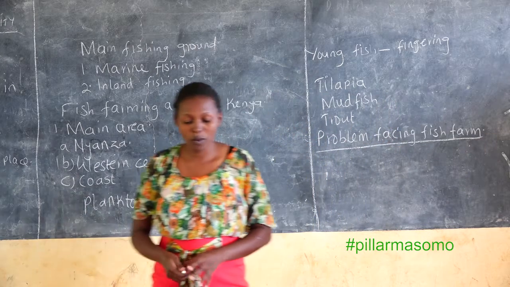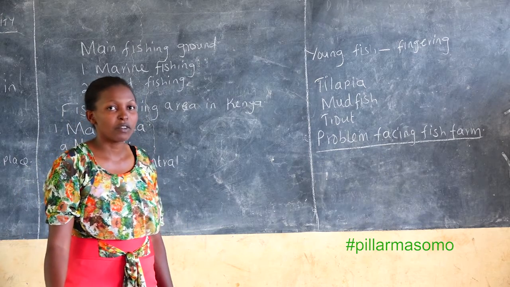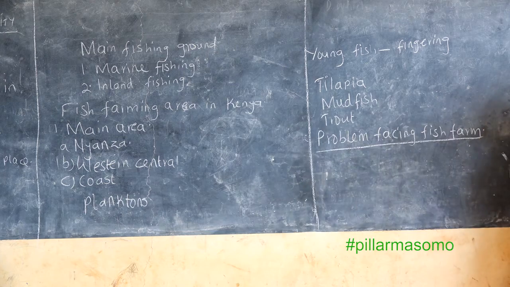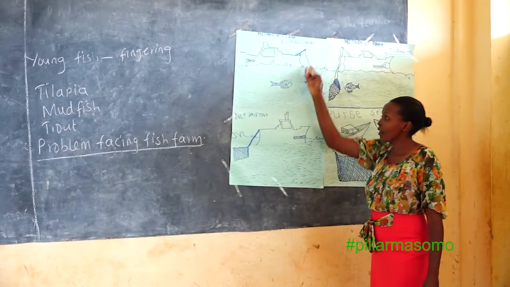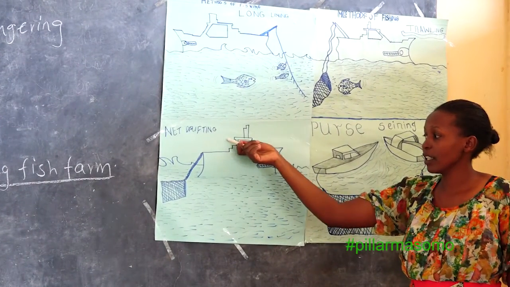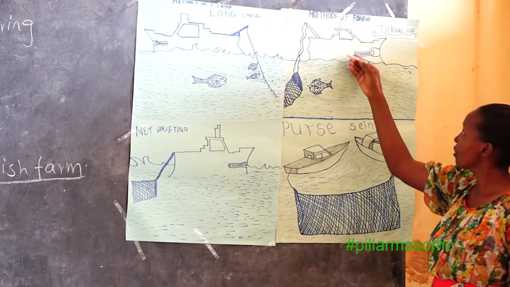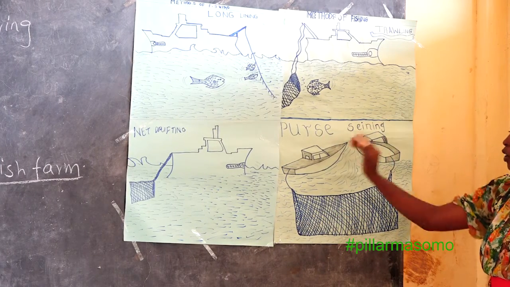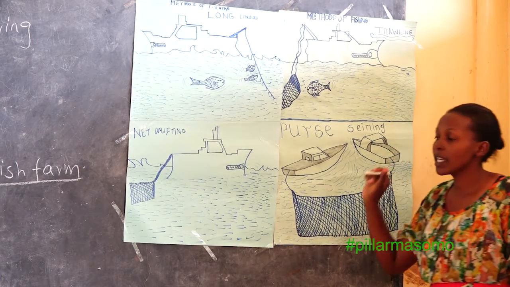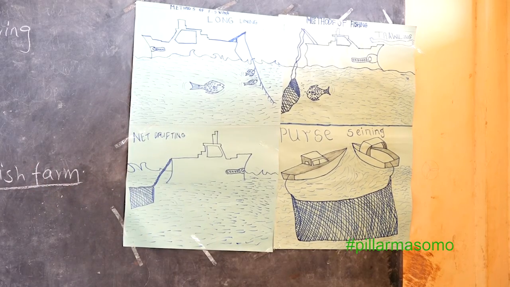But before we go to the problems facing fish farming, we have the methods that we use in large scale fishing. So we have these methods of fishing on a large scale. We have the first one, long lining, and you can see the drawing of the long lining. And then we have net drifting. The net drifting, you can see the drift net itself. And then we have also trolling. And lastly, we have purse seining. So these ones are the ones that are used in large scale fishing. Let us now go to the problems facing fish farming.